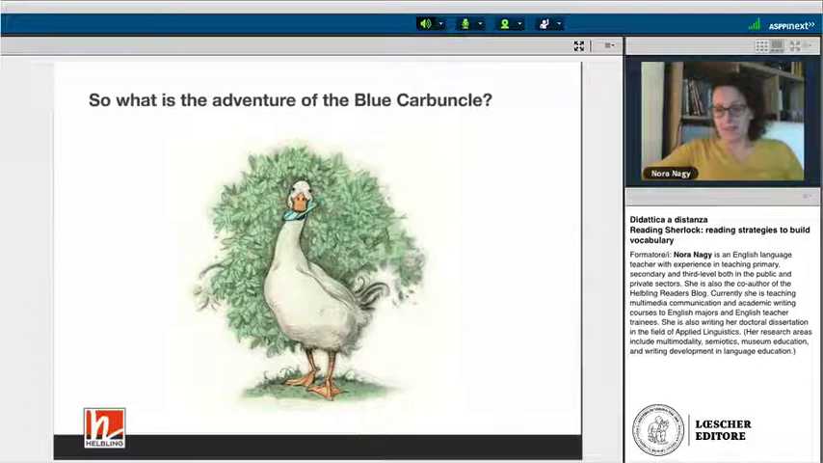So maybe now you can think back and think a bit more and give me predictions about what the adventure of the Blue Carbuncle is and what do you think happened to the Blue Carbuncle. So even after the first chapter, you already have some ideas about how the goose and the precious gemstone are connected. If you have some ideas, what might happen, you can write it in the chat box.